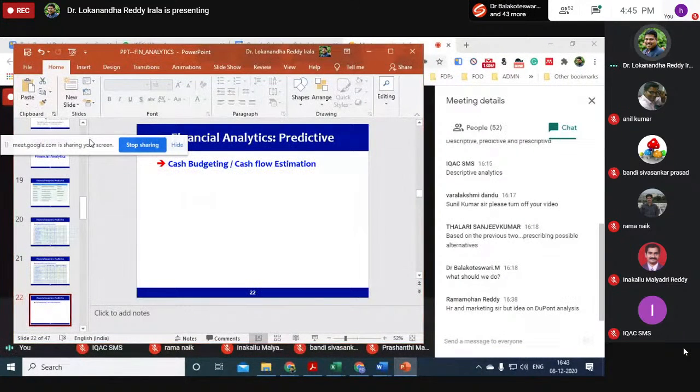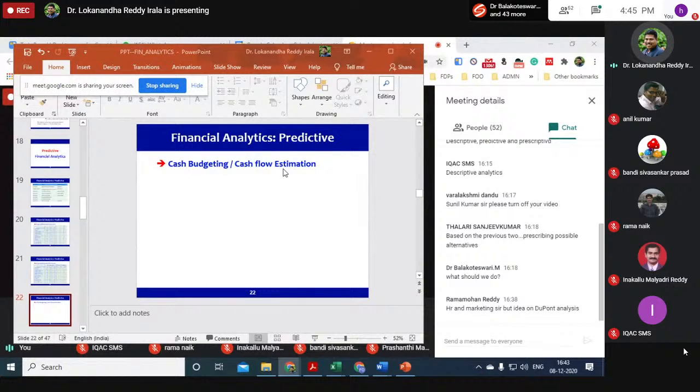Then of course cash budgeting or cash flow estimation: you are all aware that sitting today I have to project the cash estimations, the cash requirements, for the coming so many years. That is called cash budgeting and cash flow estimation. This is part of predictive analytics.